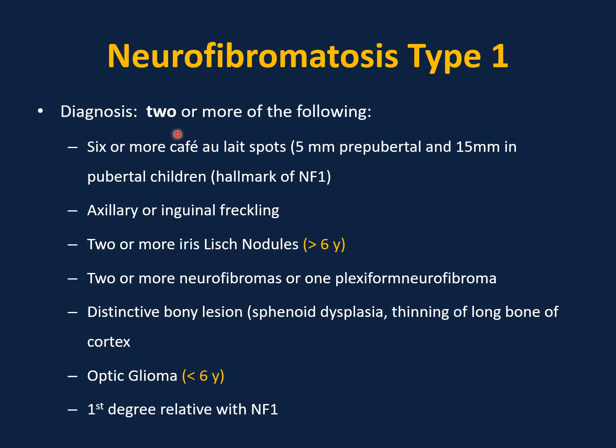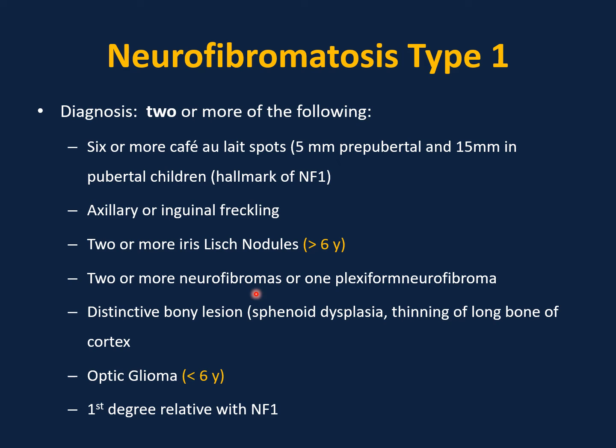Diagnosis of neurofibromatosis type 1, 2 or more of the following: 6 or more cafe au lait spots, 5 mm in diameter in prepubertal and 15 mm in diameter in pubertal children. Axillary or inguinal freckling, this appears early in childhood. 2 or more Lisch nodules in the iris, this appears in children more than 6 years of age.